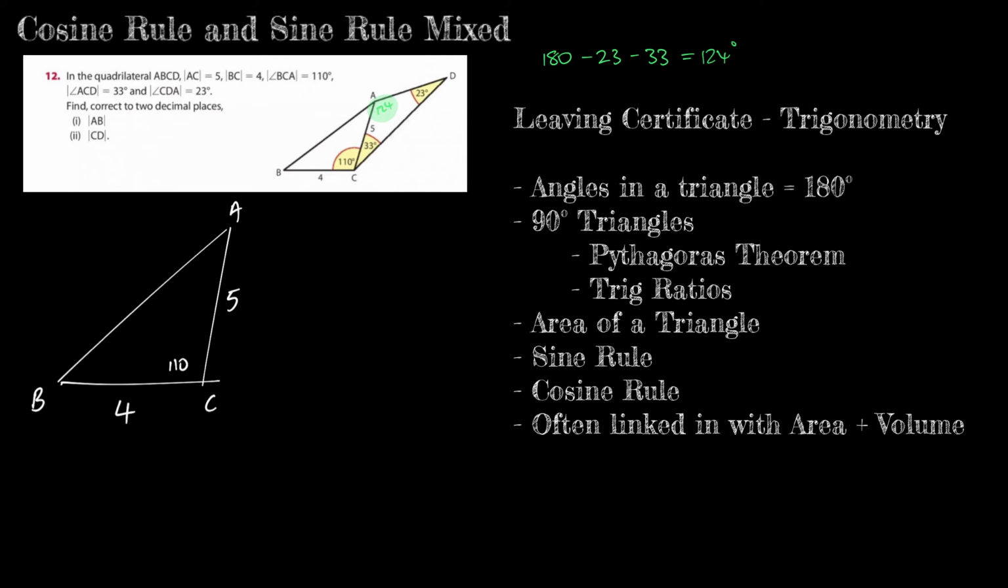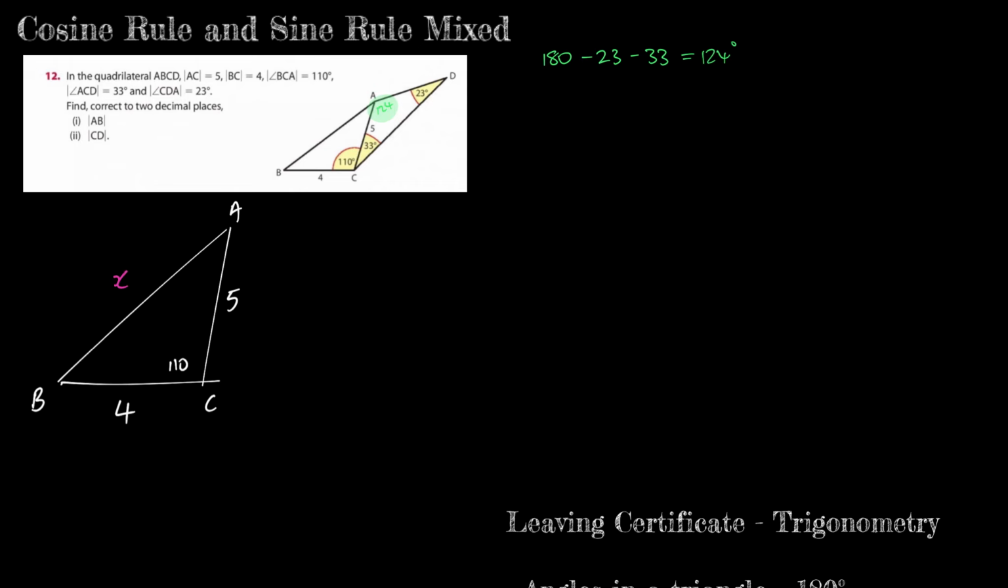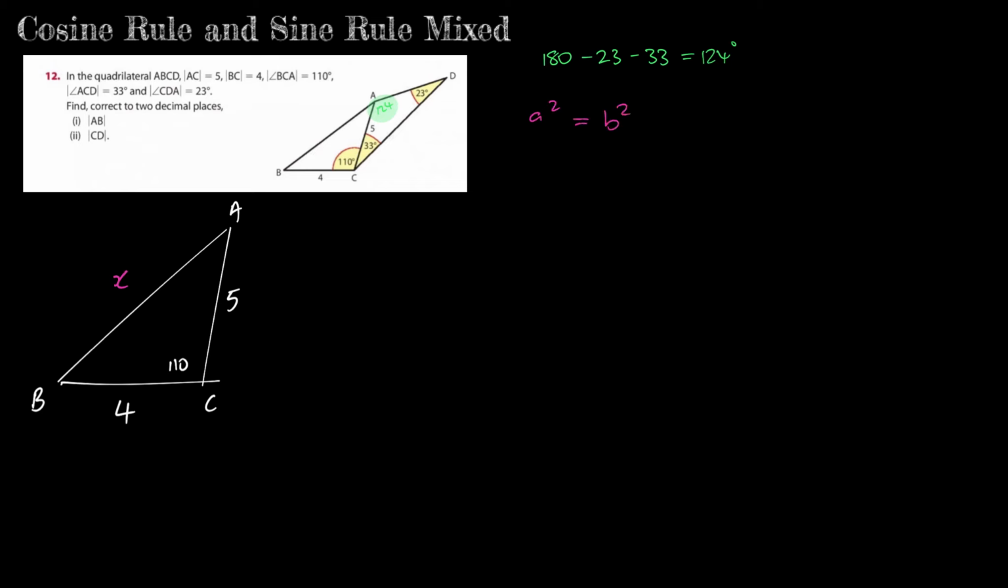So in order to find out what this one is, we need to use the cosine rule. We'll label this x, and in this case we can use the cosine rule because we have 2 sides and an angle. We'll solve that and get an answer. The cosine rule is a squared is equal to b squared plus c squared minus 2bc cos A.